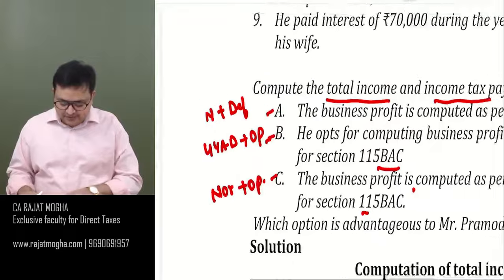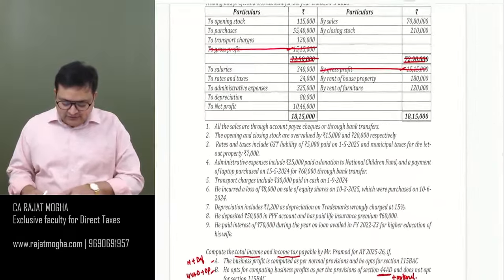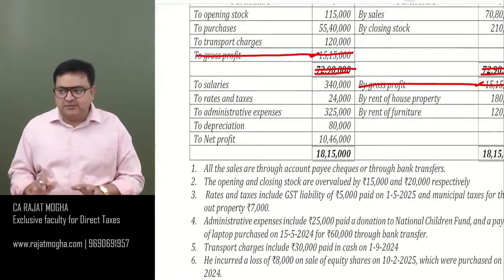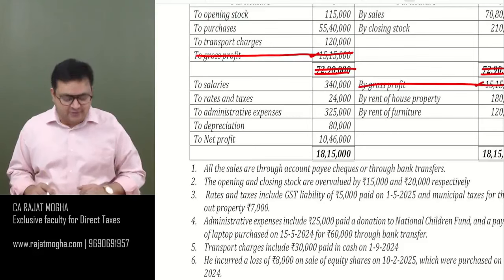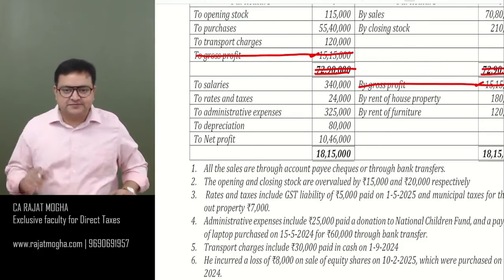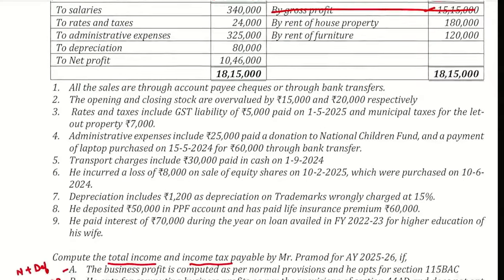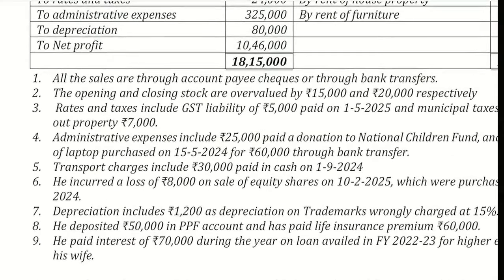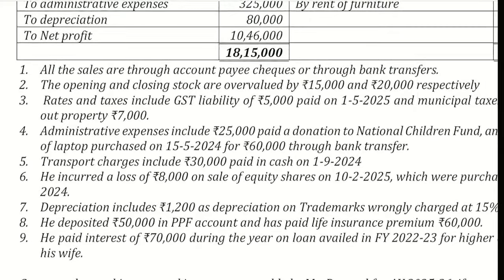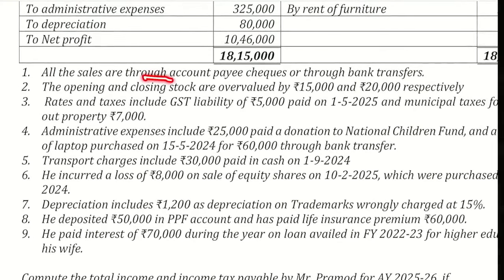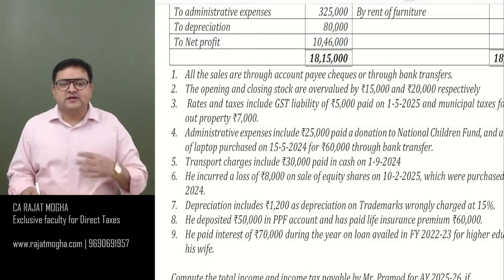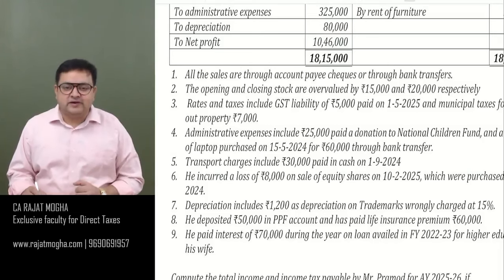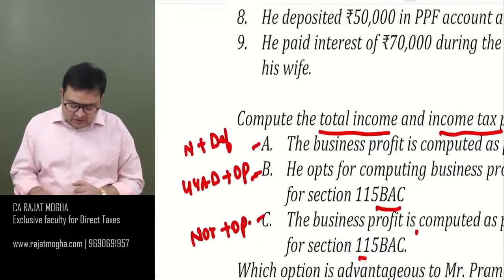Understood? So total income. As of now, we see that he has PGBP income. We have been provided with the P&L account. Correct? No issue still here. Now, all the sales are through account payee cheque or through bank transfer. They are telling me that all the sales are through account payee cheque. Why are they telling me that?